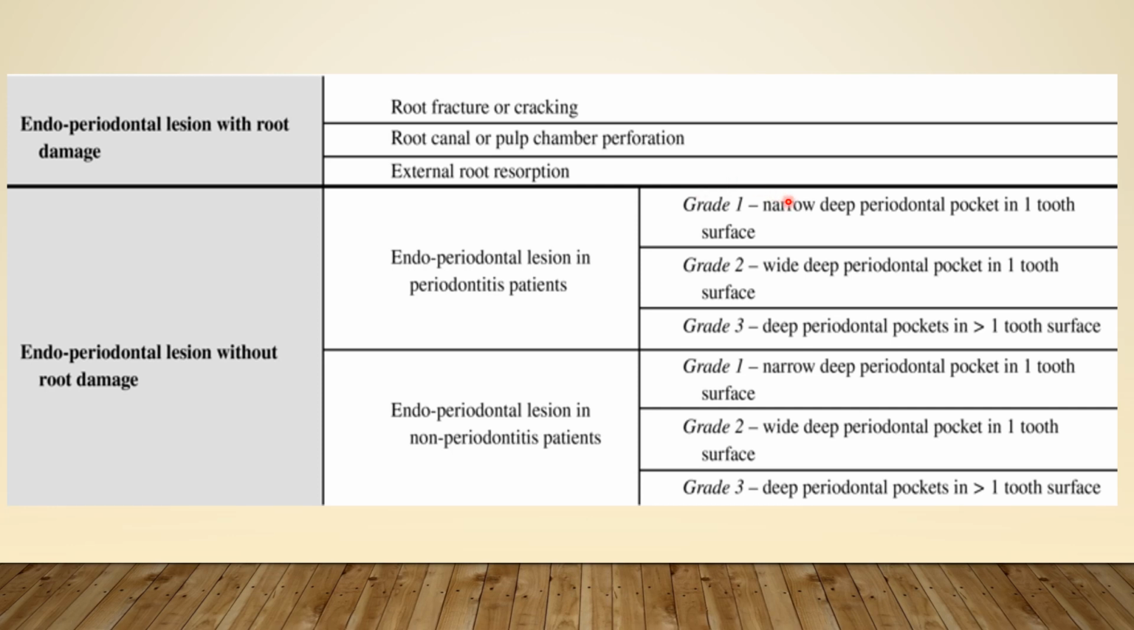So that is, it can be a narrow, deep pocket depth in one tooth surface, or a wide, deep periodontal pocket in one tooth surface, and grade 3, that is deep periodontal pockets in more than one tooth surface. And in non-periodontitis patients, it is grade 1, a narrow, deep periodontal pocket in one tooth surface, wide, deep periodontal pocket in one tooth surface, and deep periodontal pockets in more than one tooth surface.